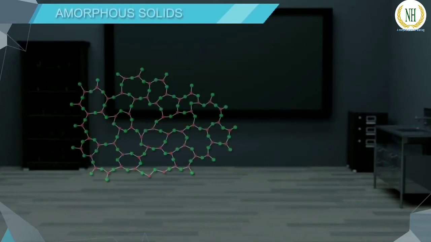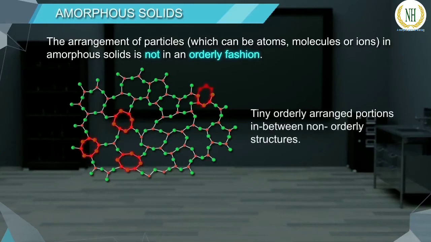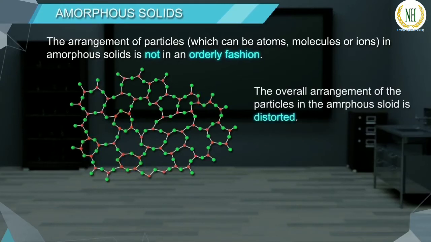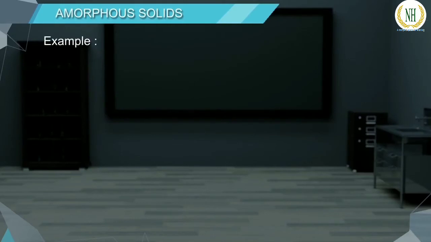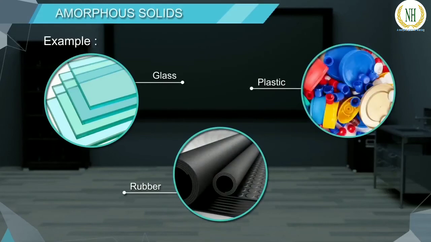Now let us discuss amorphous solids. The arrangement of particles in amorphous solids is not in an orderly fashion. Sometimes in amorphous solids, we can find a few tiny orderly arranged portions in between non-orderly structures. Since they are very small in number, they cannot influence the overall structure. Due to this, the overall arrangement of the particles in amorphous solids is distorted. Examples of amorphous solids are glass, rubber, plastics, etc.